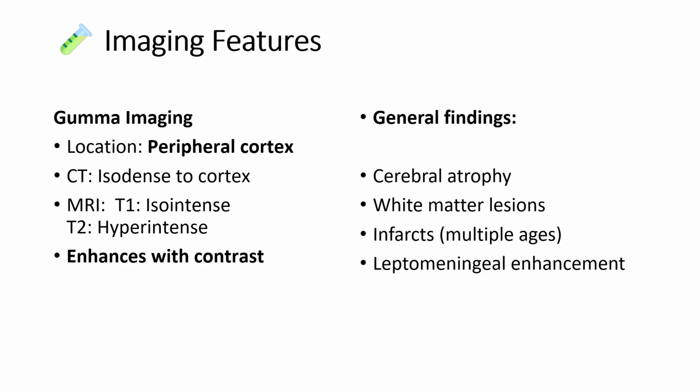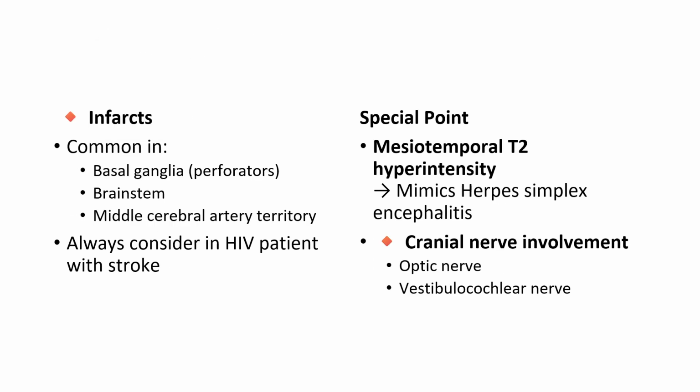The general findings found in imaging are cerebral atrophy, white matter lesions, infarcts of multiple ages, and leptomeningeal enhancement. The infarcts are common in the basal ganglia perforator location, brainstem, and middle cerebral artery territory. Always consider it in an HIV patient with stroke. Special point is mesiotemporal T2 hyperintensity will mimic herpes simplex encephalitis. This is a point to be remembered.